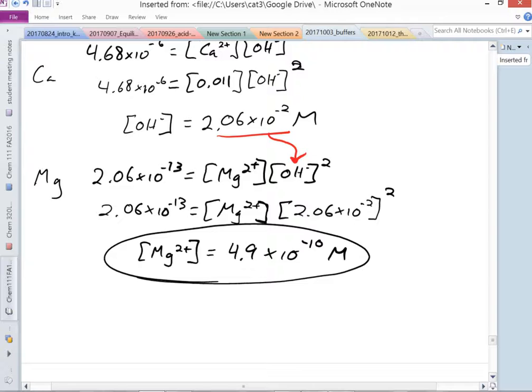Other thoughts? Other questions? When we grade, do we give a range? So that is, if you cut the OH minus to two sig figs, which you would be perfectly within reason to do, then you will end up with a different number here. Is that okay? Yeah, that's fine.